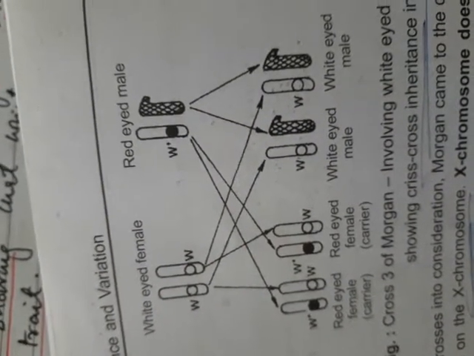This is the figure of cross 3 of Morgan involving white eyed female and red eyed male, showing crisscross inheritance in Drosophila. All females red eyed, all males white eyed.